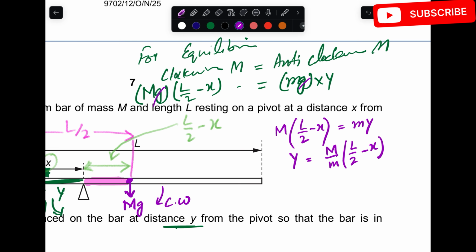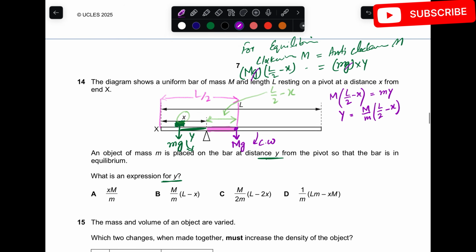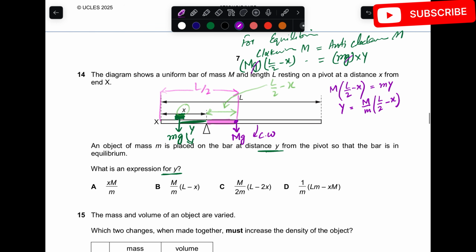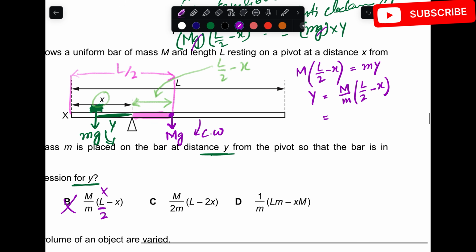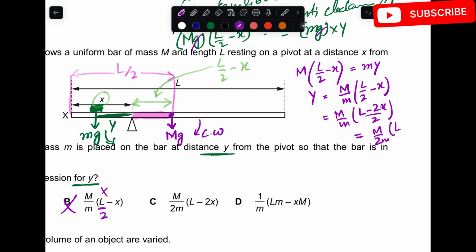Okay, let's see the options. A is not, B is also not. There is no 2 here. Okay, so this is not the option. We have to rearrange this. We can take the LCM. If I take the LCM, it will give me L minus 2x, and there is 2. This 2 can go out, so M over 2m, into (L minus 2x). So it is option C that is correct.